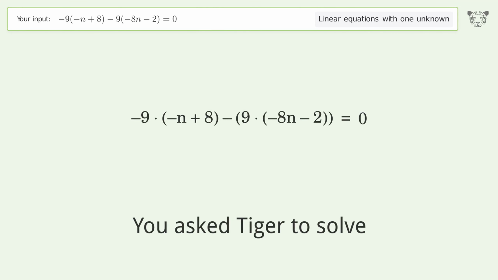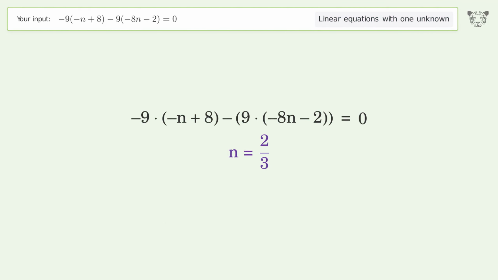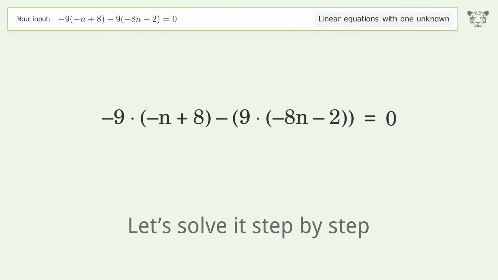You ask Tiger to solve. This deals with linear equations with one unknown. The final result is n equals 2/3. Let's solve it step by step.